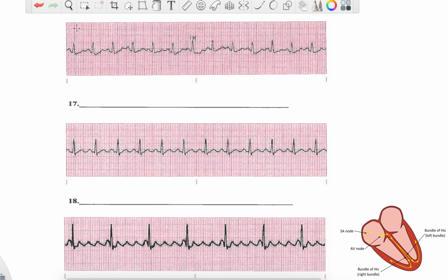All right, so for this rhythm, we have a rate of 130. When we look at how regular it is, we have what appears to be a regular rhythm. And if you use either your calipers or the little piece of paper that I showed you to mark off the QRSs, you can see that it's regular.